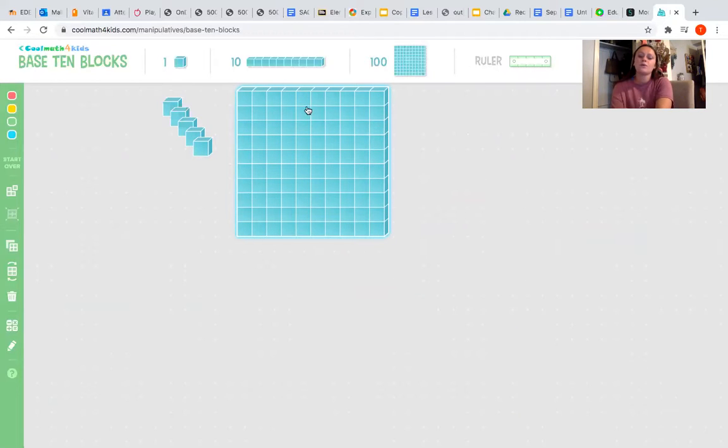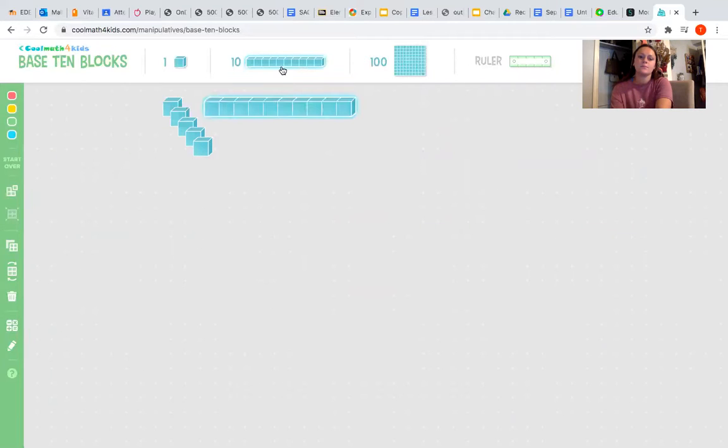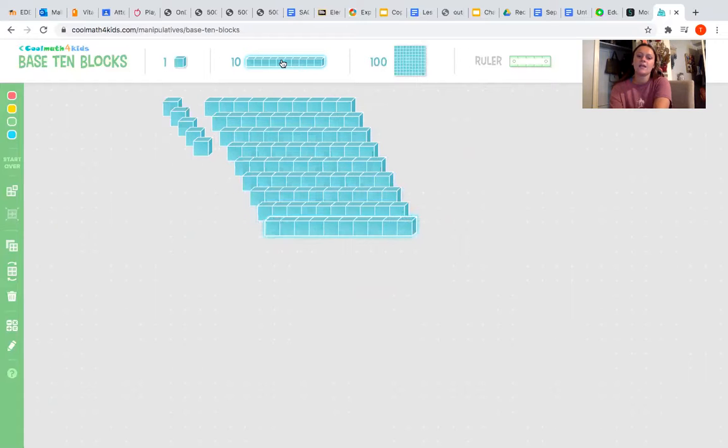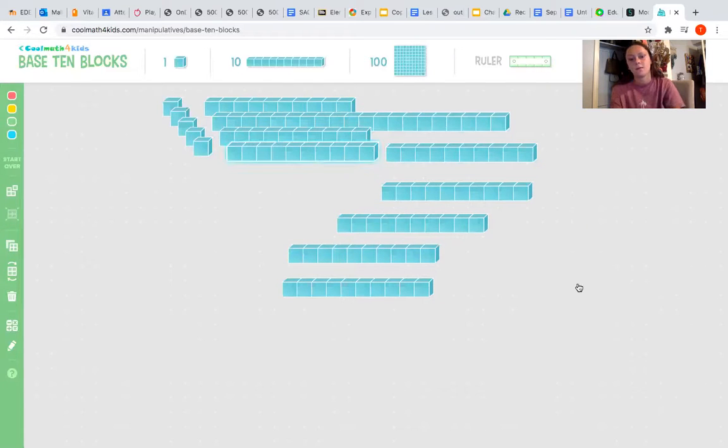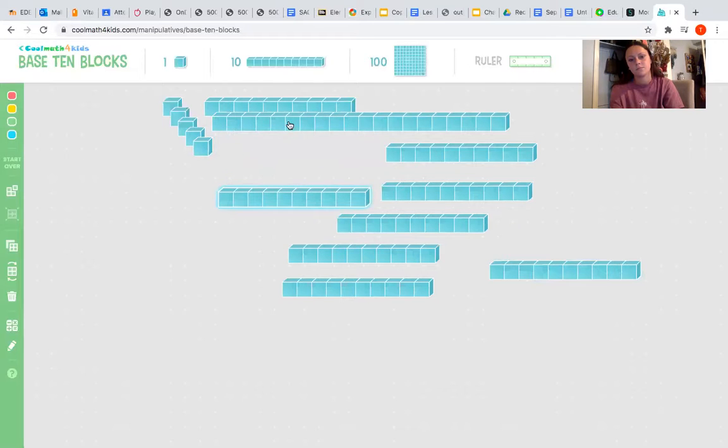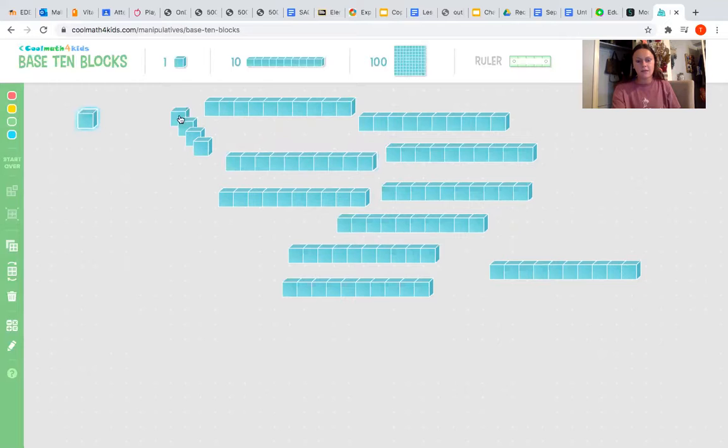So we're going to bring out 10 longs. 2, 3, 4, 5, 6, 7, 8, 9, 10. So now we have 10 longs, which make up our 1 flat. So this is 100. Okay, so now we have 100 in our 5 units. So we have 105. And so our next step is to regroup.